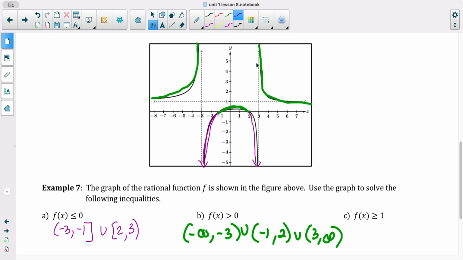Okay, so now I want just the ones that are greater than or equal to 1. So that leaves out that entire bottom half. It's below that horizontal asymptote. So now I'm only including those two at the top, which means it's from -infinity to -3, and then 3 to infinity.